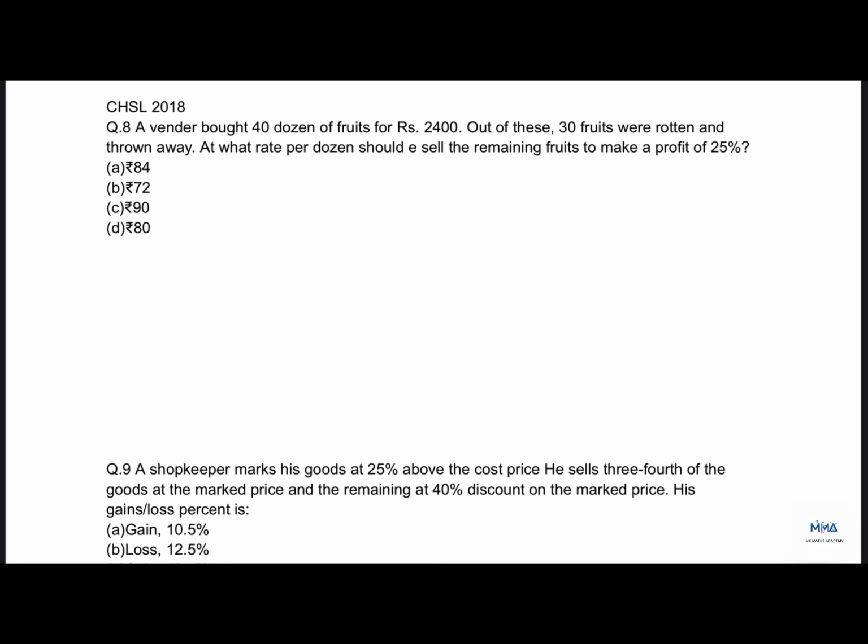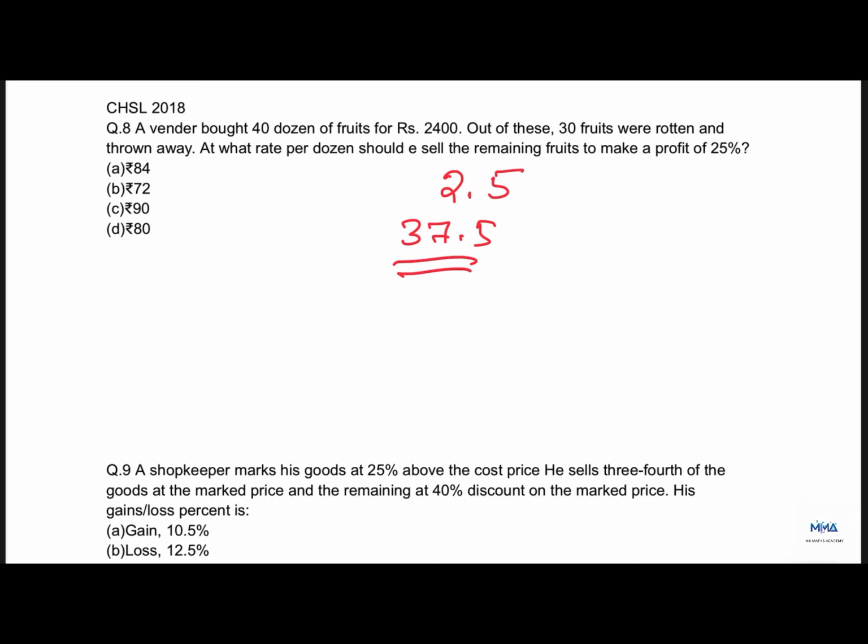A vendor bought 40 dozens of fruits for 2,400. Out of these, 30 fruits were rotten and thrown away. At what rate per dozen should he sell the remaining fruits to make a profit of 25%? Since 30 fruits were rotten, that means we have lost 2.5 dozens. So we are left with 37.5 dozens to sell. And we have to make a profit of 25%. So the resultant selling price is going to be 2,400 into 5 by 4.